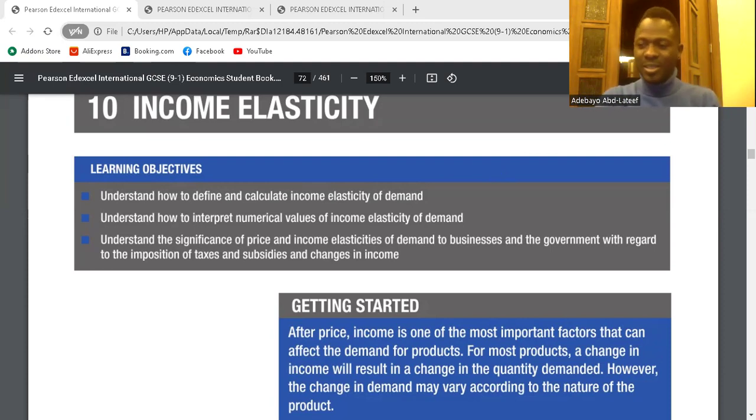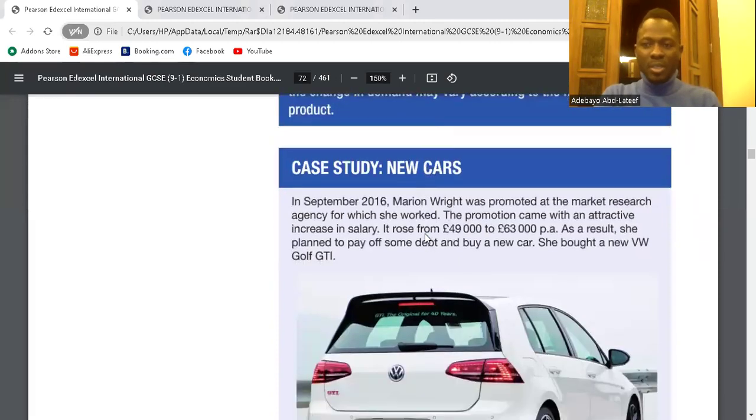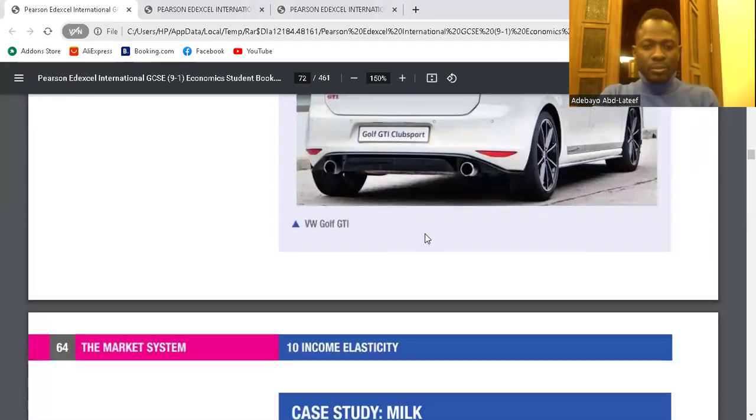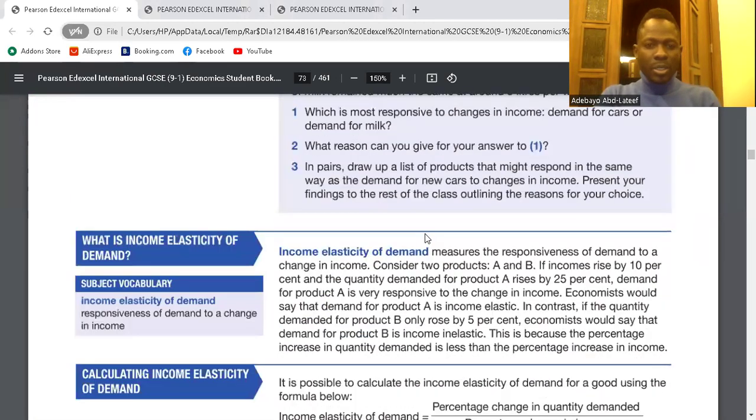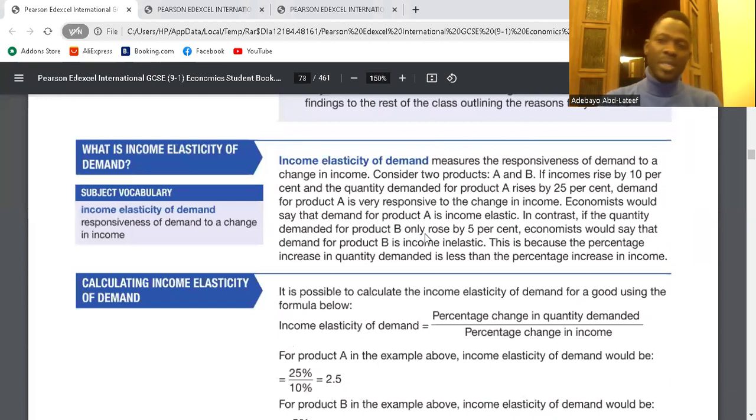So what is income elasticity? Income elasticity is the degree of responsiveness between the quantity demanded of a product as a result of a change in the level of income. So let's just go down and see. Okay, income elasticity of demand measures the responsiveness of demand to a change in income. So as soon as your level of income changes, either increasing or decreasing, you have to adjust your consumption, you have to adjust your demand. That's what they are letting us understand.